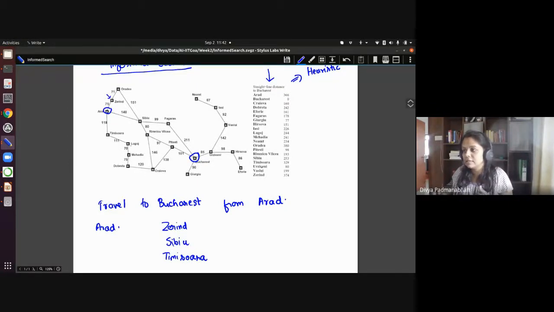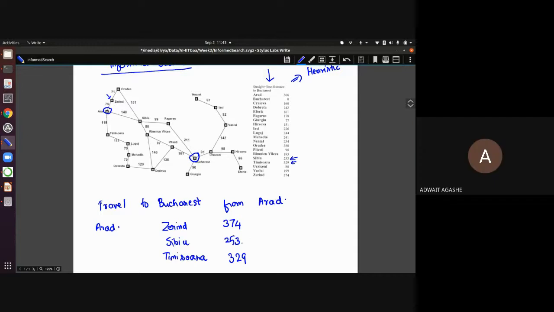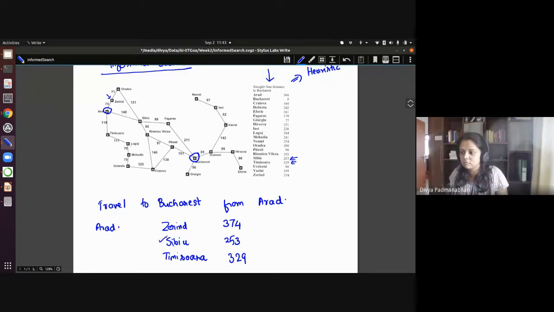So somebody reliable has told you that Zerind is about 374 kilometers away from Bucharest. Sibiu is 253 kilometers away. And Timisoara is 329 kilometers away from Bucharest. So these are the distances to Bucharest from each of these. So which one would you choose? Sibiu, right? Going forward, Sibiu will be the closest. So you choose this. So you come here.